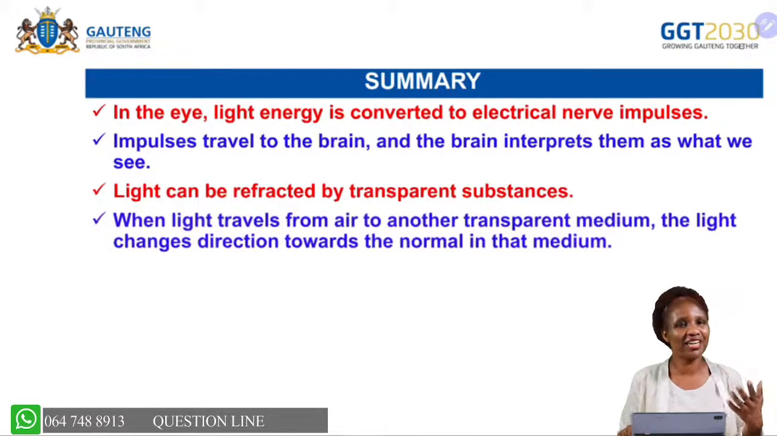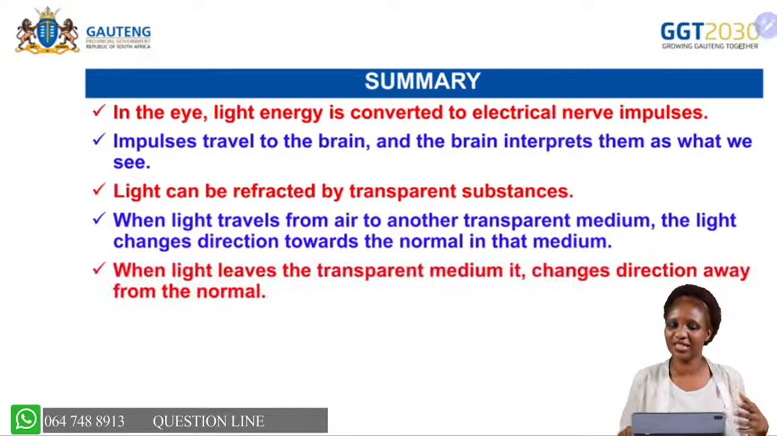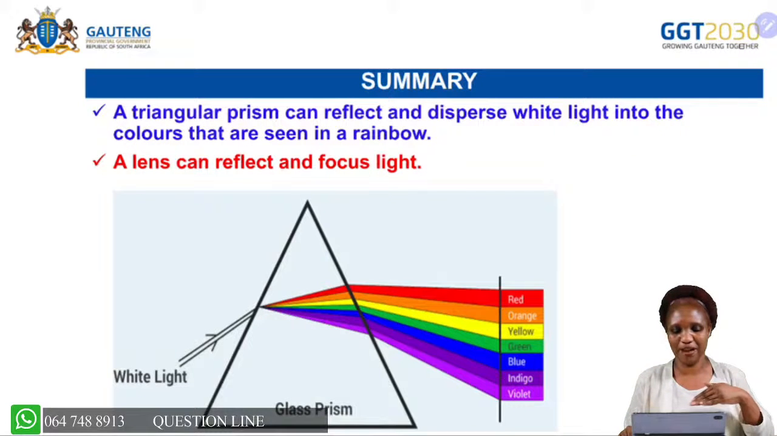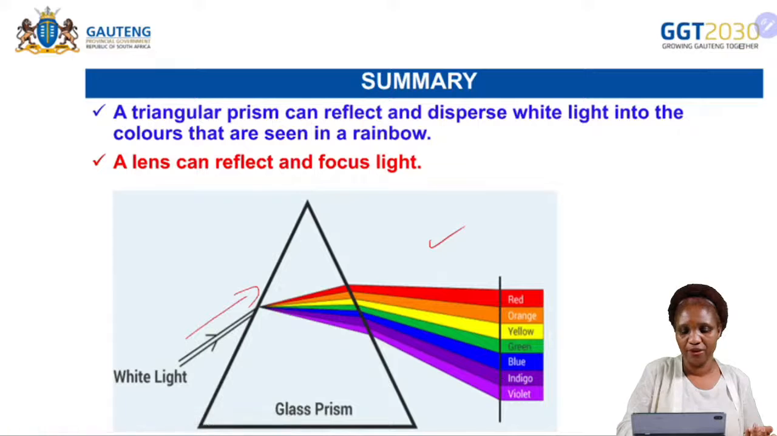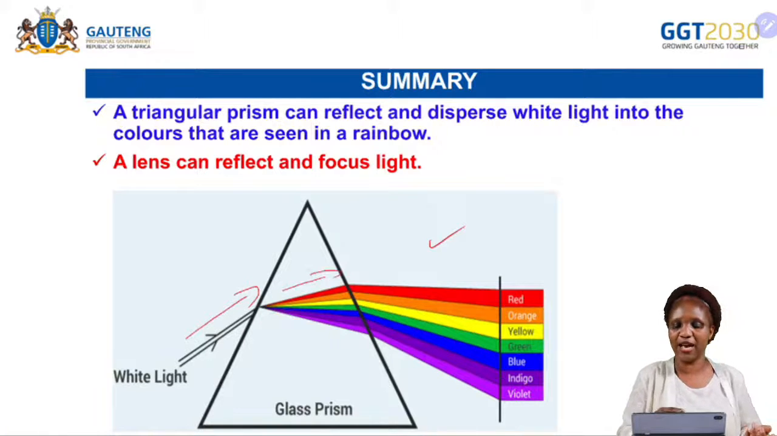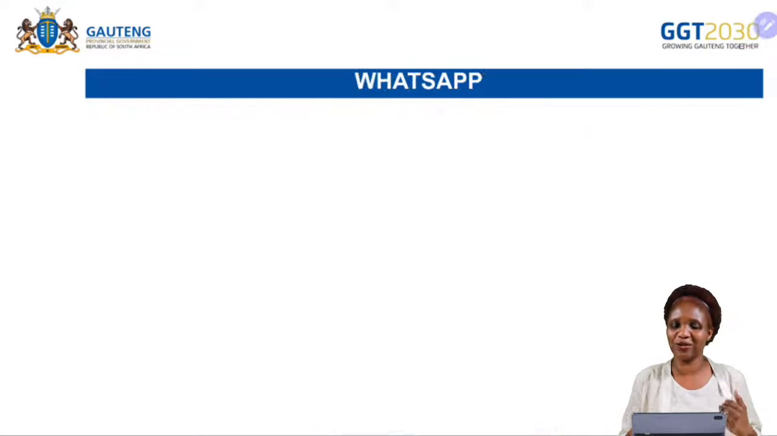Light can be refracted, which means it bends. For example, this is a good picture showing that light is refracted. It bends and then it disperses, showing us the colors of the rainbow.